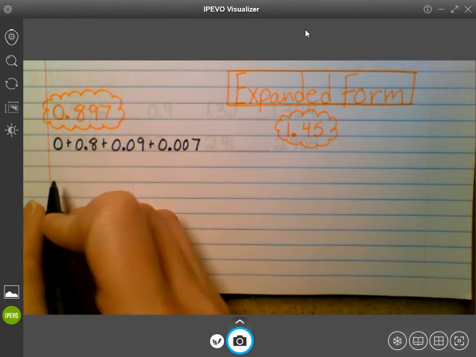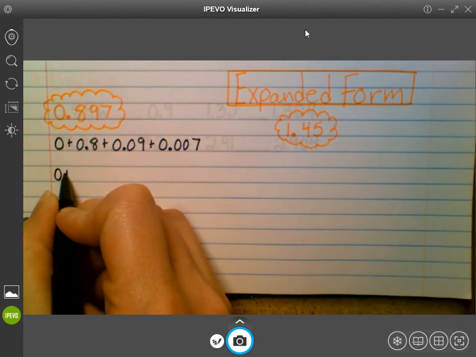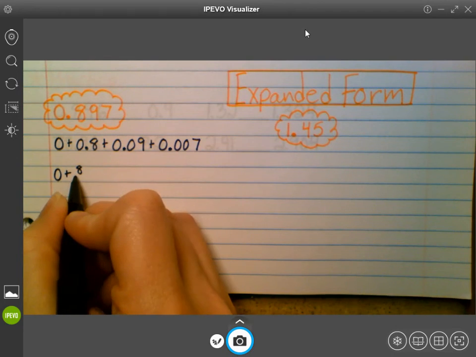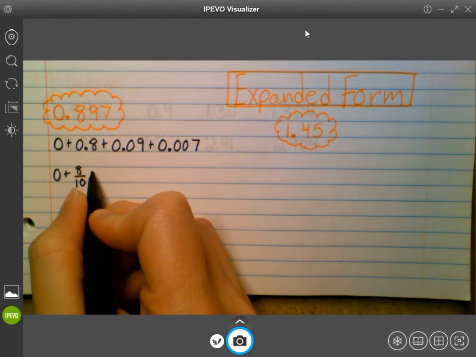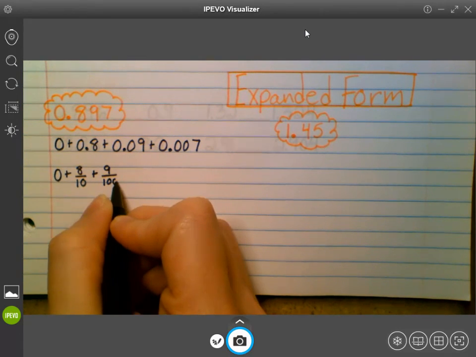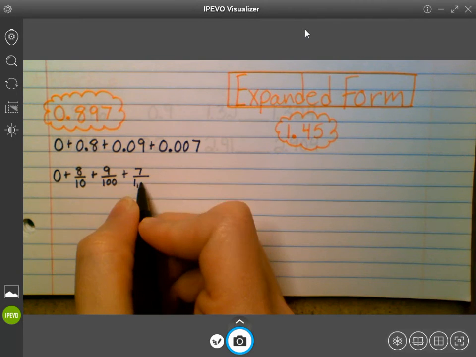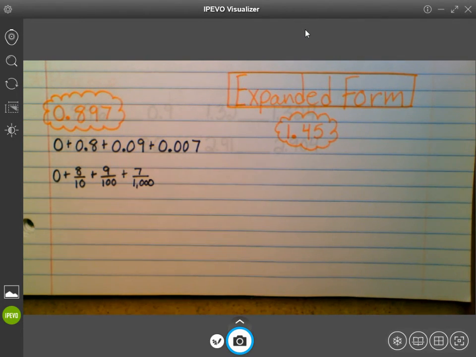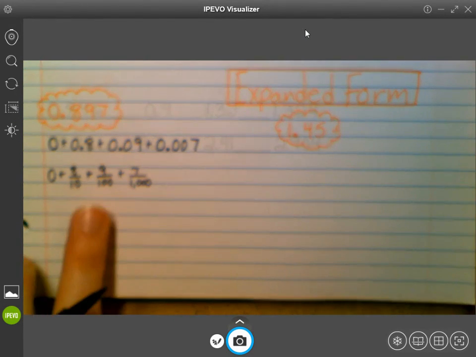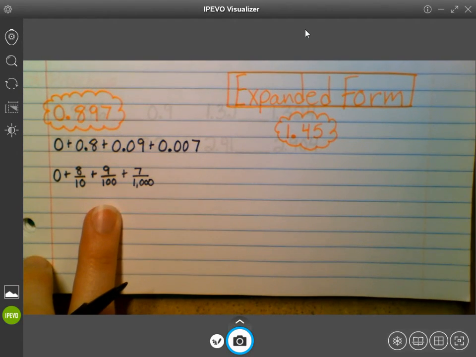However, if you wrote it in fraction form, you may have written 0 plus, and then done 8/10 to represent 0.8, plus 9/100 to represent 0.09, plus 7/1000 to represent 0.007. Either of these I would accept, okay? And either of these would be accepted on a test.